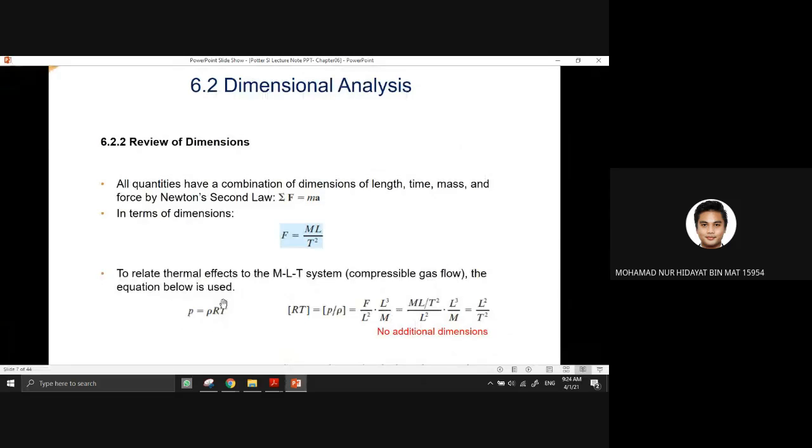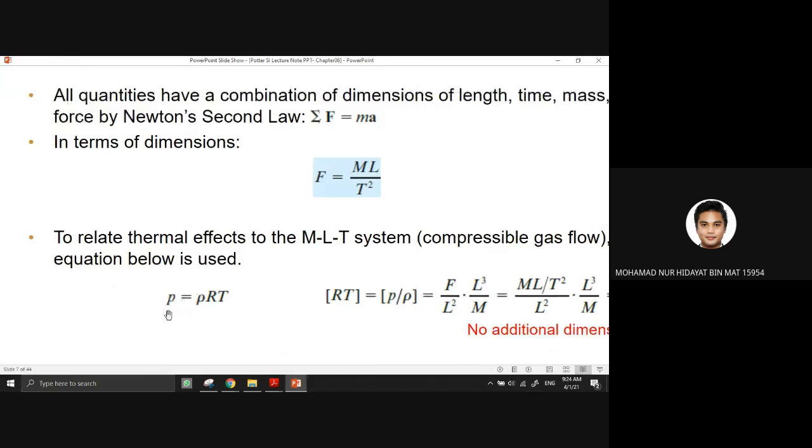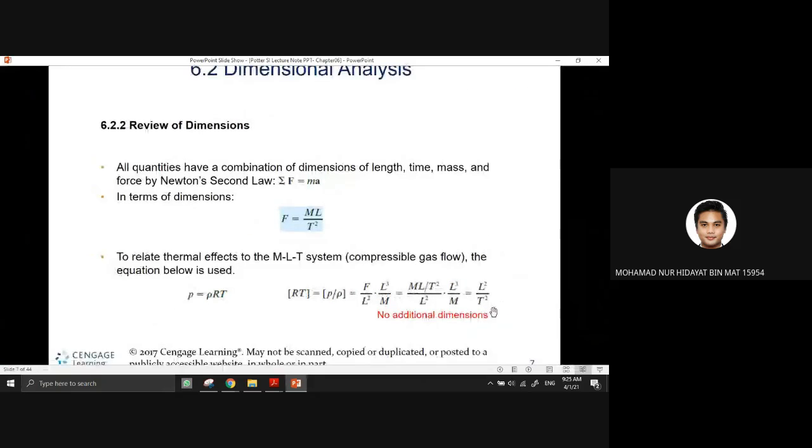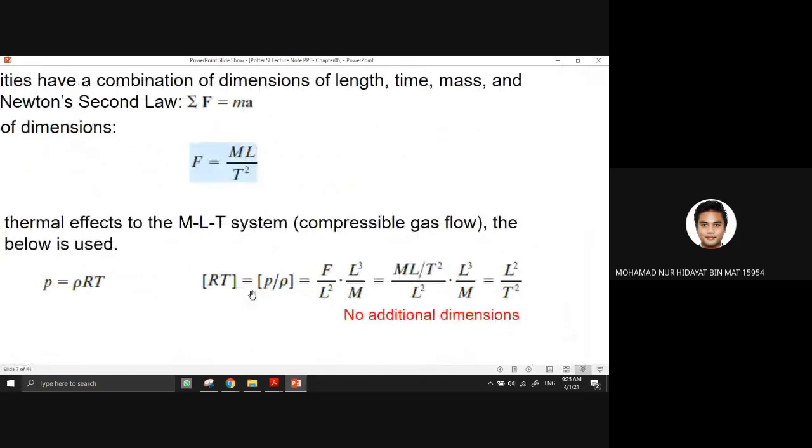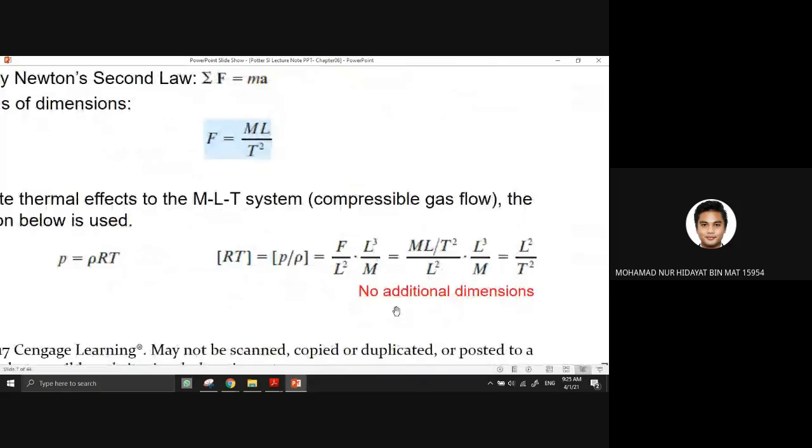So here is the ideal gas equation. Pressure equals rho RT. So when you analyze here, basically pressure has the same unit as rho RT. The dimension of pressure equals the dimension on the right hand side. So how do they prove it? They prove it by using dimensional analysis here. RT, and then you move the density to the left side, and then you prove here it becomes L squared over T squared for both sides here. So here no additional dimension.